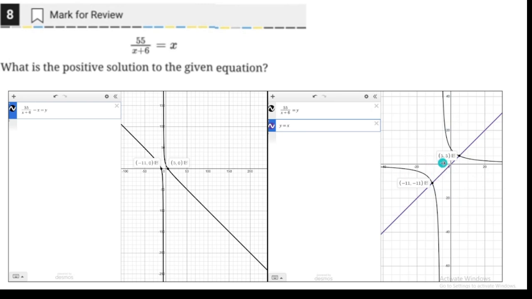Also, the x coordinates are the solution, 5 and -11. We have the same solutions in these two ways. If you insert the equation like this, you will not find any decent graph.